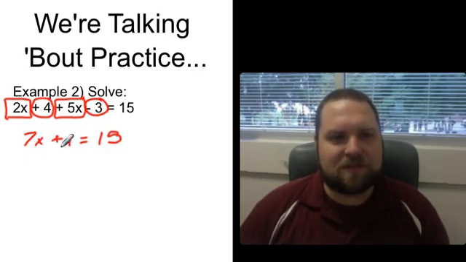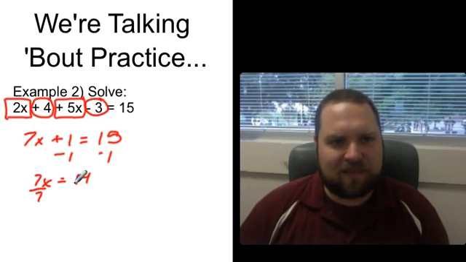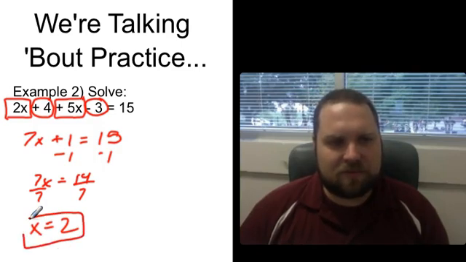This is just a two-step equation. Undo the addition or subtraction by subtracting 1. Then I undo the multiplication by dividing by 7. And I find my solution, x equals 2.